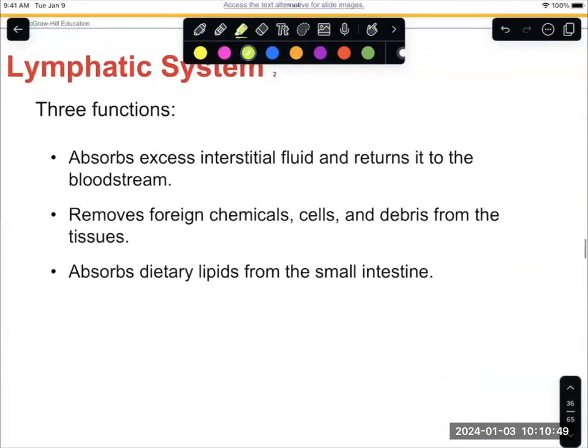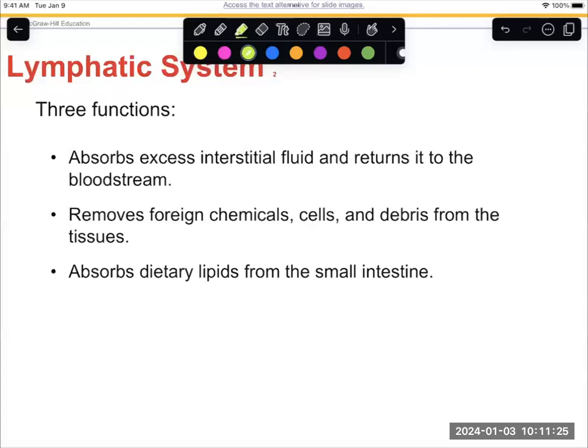Our lymphatic system works to absorb excess interstitial fluid found within the tissues and return it to the bloodstream. So we're getting rid of any excess fluids through the lymphatic system. We're going to remove foreign chemicals, cells, and debris from the tissues. And then we also absorb dietary lipids from the small intestine.